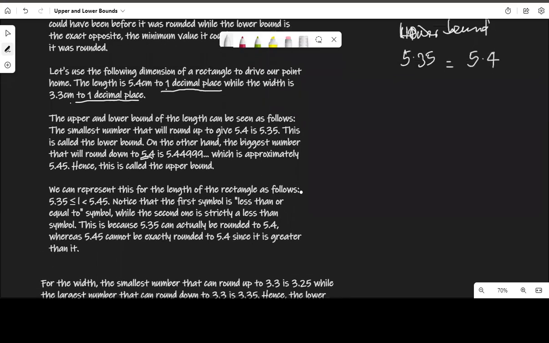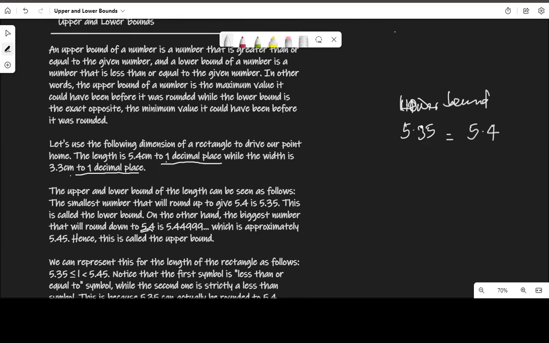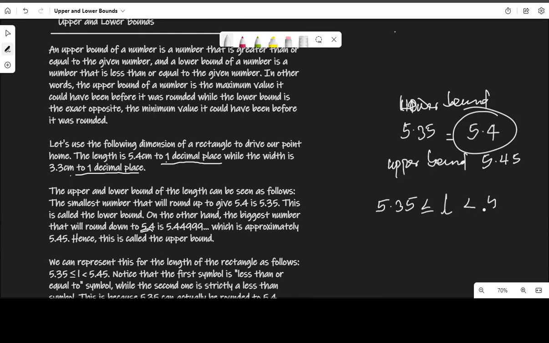And if I have to represent that using inequality, recall we said that the lower bound is 5.35, while the upper bound is 5.45. So if I have to represent that using inequality, we write 5.35 is less than or equal to the length of the rectangle, or x or whatever. In this case, let me use length. And this is less than 5.45.